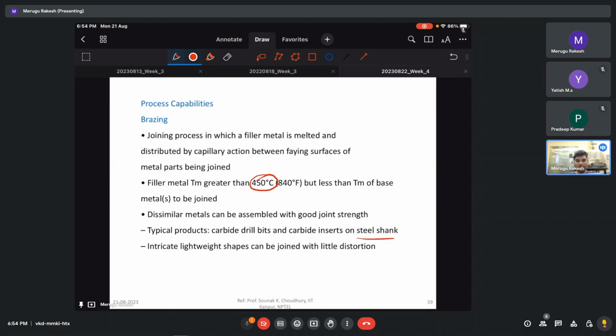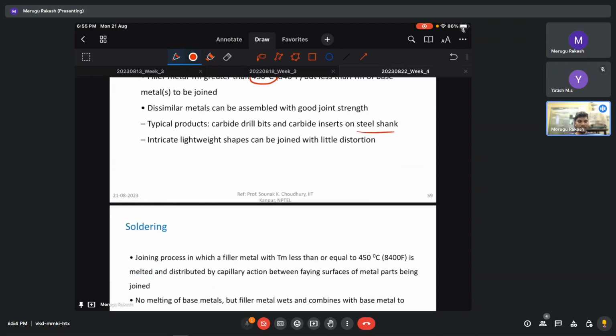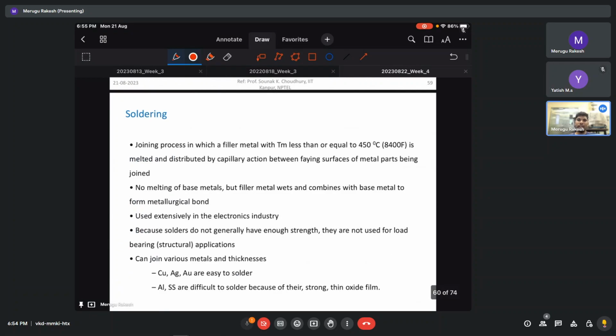Intricate light shapes can be joined with a little distortion. So this is mostly about the brazing technique. So let us see about soldering as well, which is, I think, very well known. But the temperature that we are going to operate at is less than 450 degrees Celsius, and the rest of the characteristics are the same.